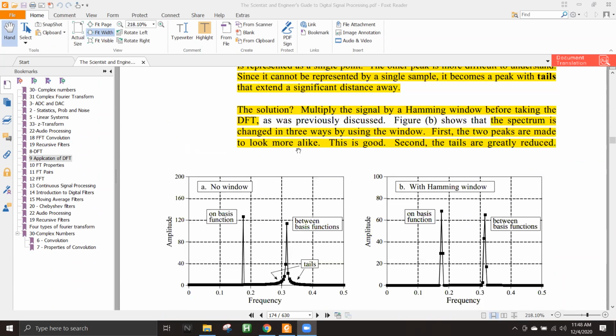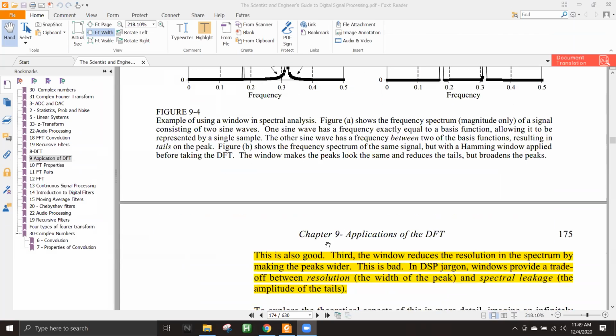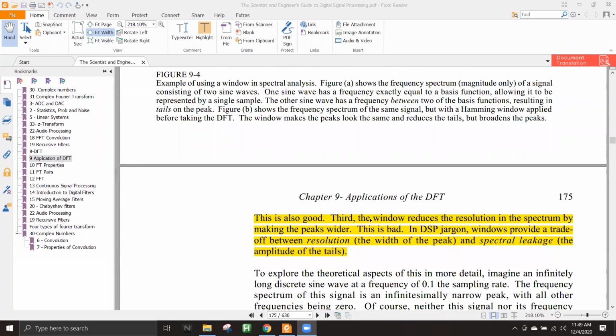So এখানে কয়েকটা কথা বলছে যে this is good, this is good বলতে এটা actually first থেকে বলতেছে they are made to look more alike. So this is a good effect. The second is that the tails are reduced. This is also good. But the third effect is that the window reduces the resolution in the spectrum by making the peaks wider.